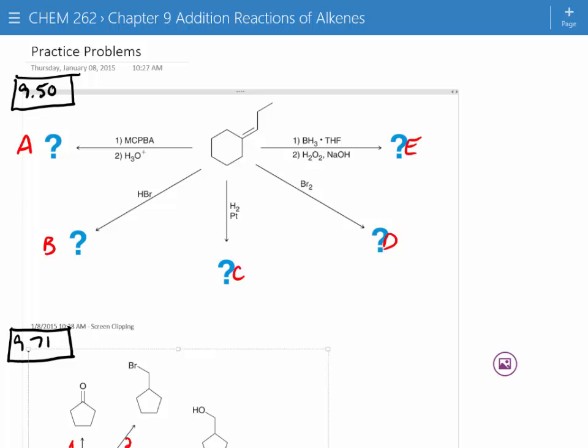You can assume with hydronium that there is water as well. So it can be a proton donor, and then the resulting byproduct is water.